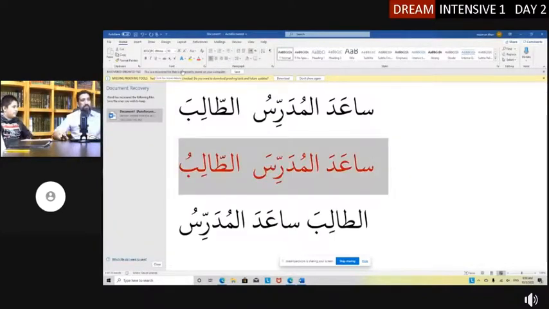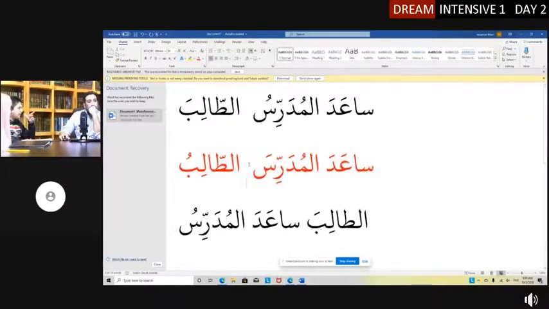So help teacher. The teacher would be the rafa, the doer, and then at-talibu, that's the student. So that would be a detail, so that would be nasab. I want you to translate it. What does it mean? You've got to make it into a normal single English sentence. Who helped who? Teacher helped student. Okay, teacher helps student.